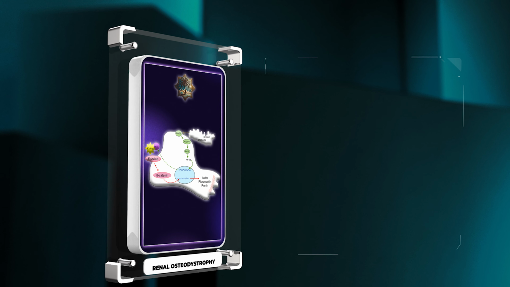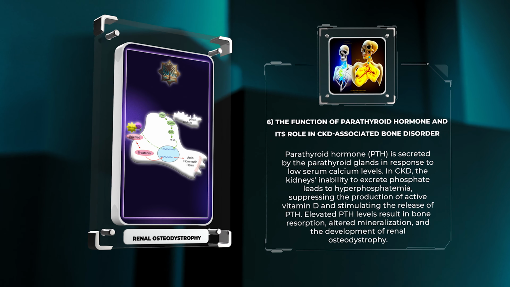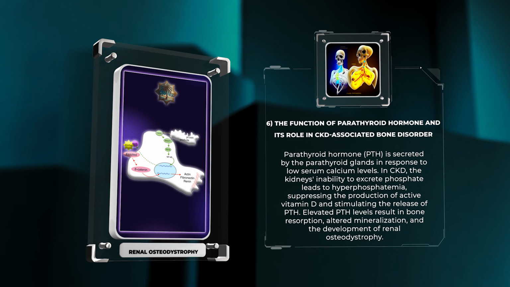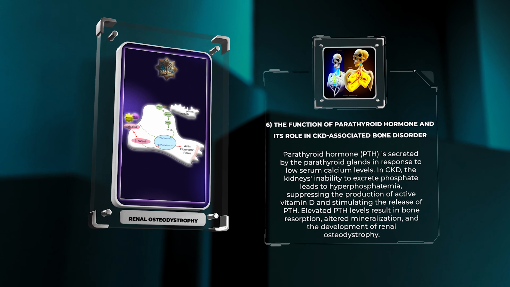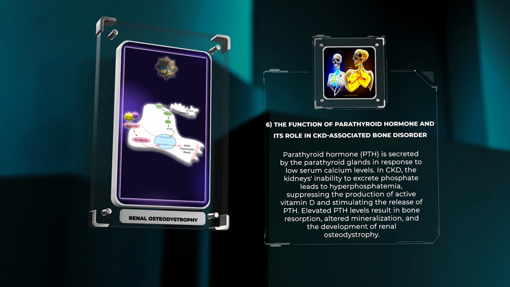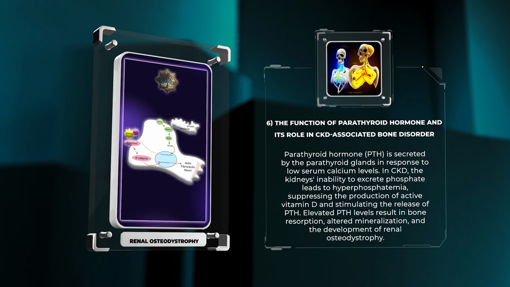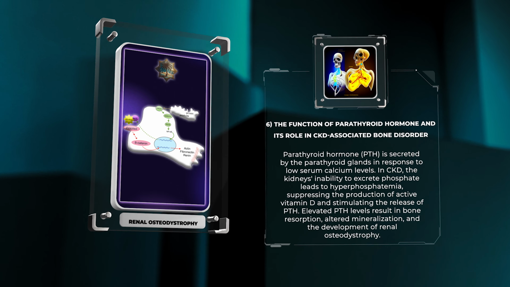Parathyroid hormone, PTH, is secreted by the parathyroid glands in response to low serum calcium levels. In CKD, the kidney's inability to excrete phosphate leads to hyperphosphatemia, suppressing the production of active vitamin D and stimulating the release of PTH. Elevated PTH levels result in bone resorption, altered mineralization, and the development of renal osteodystrophy.